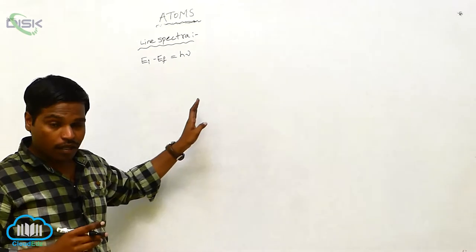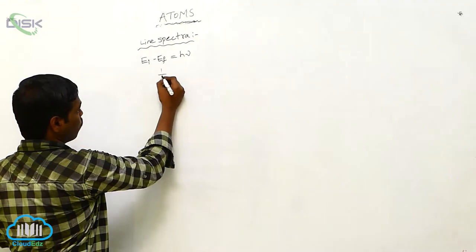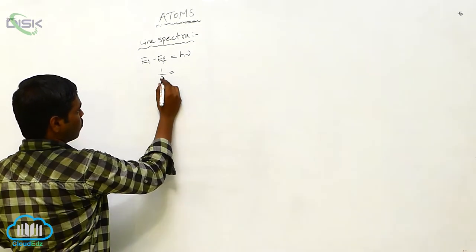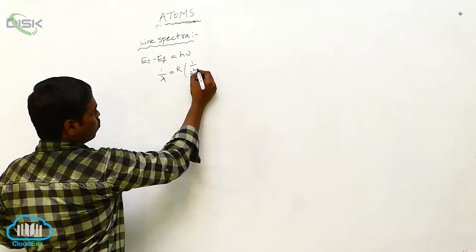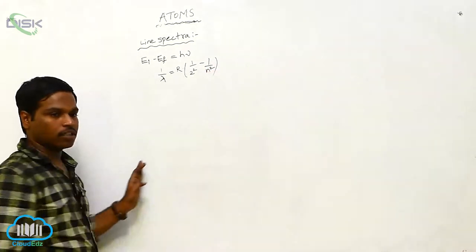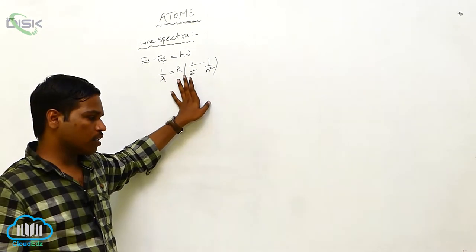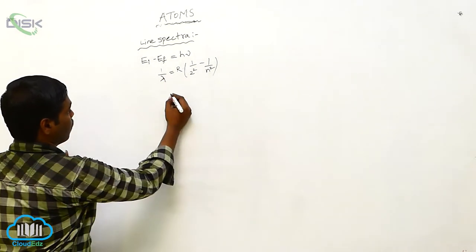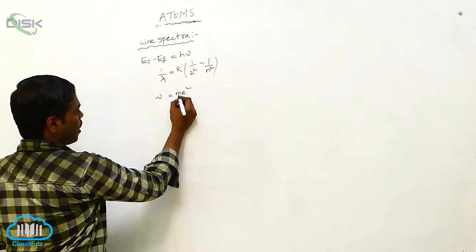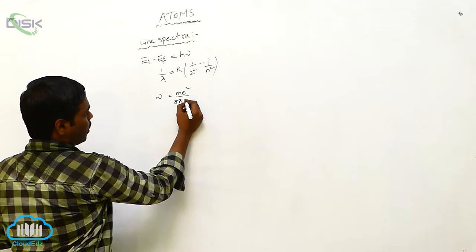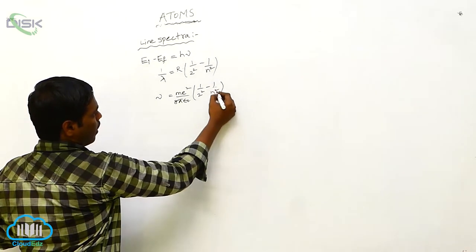And according to the spectral series, 1 by lambda is equal to R into 1 by 2 square minus 1 by n square. This is for the Balmer series. If we write all these values into this equation, then we get nu, the frequency, is equal to m e to the power 4 by 8 epsilon naught squared h cube into 1 by 2 square minus 1 by n square.